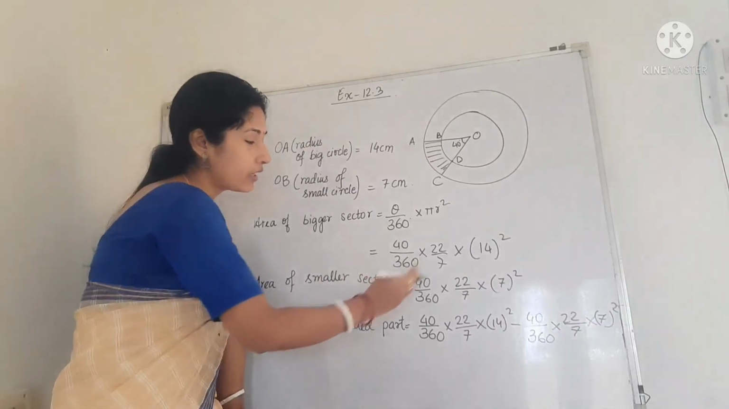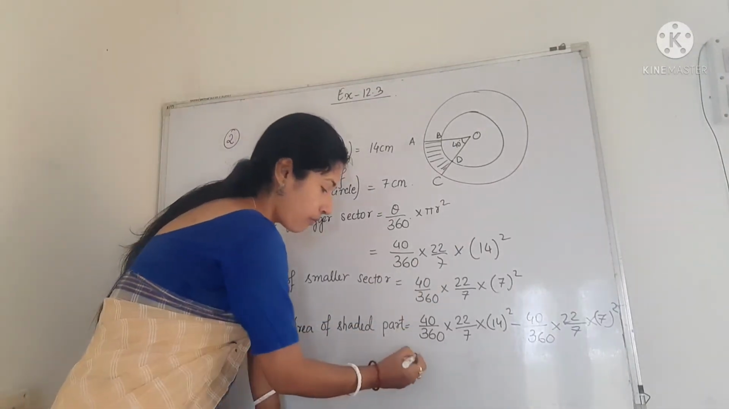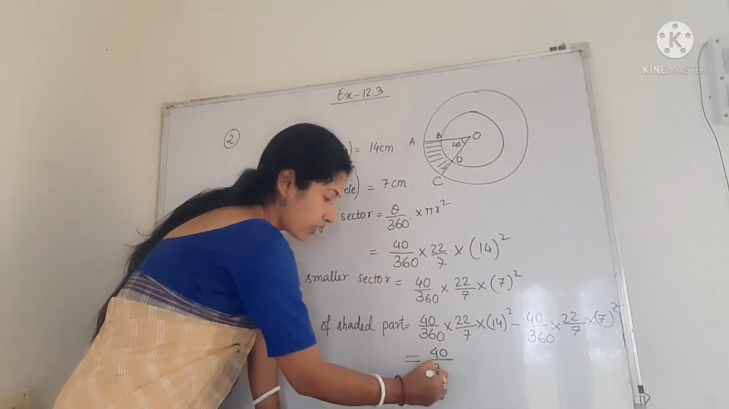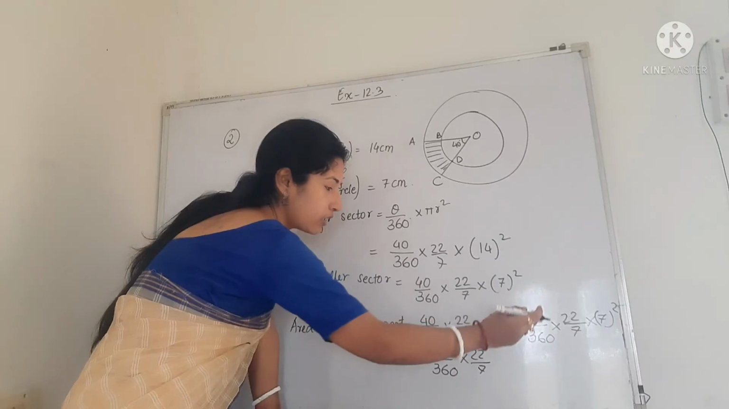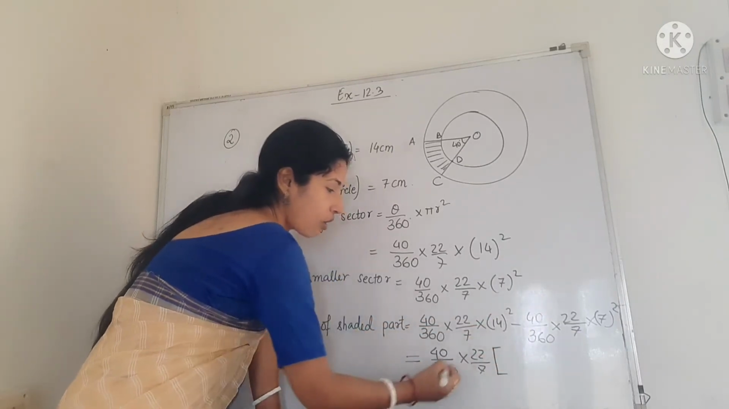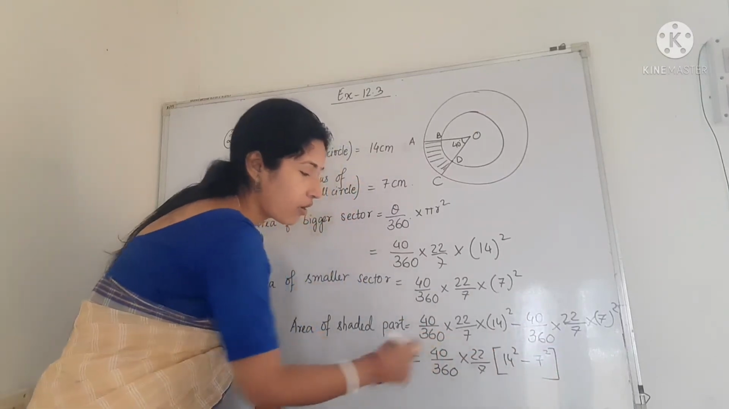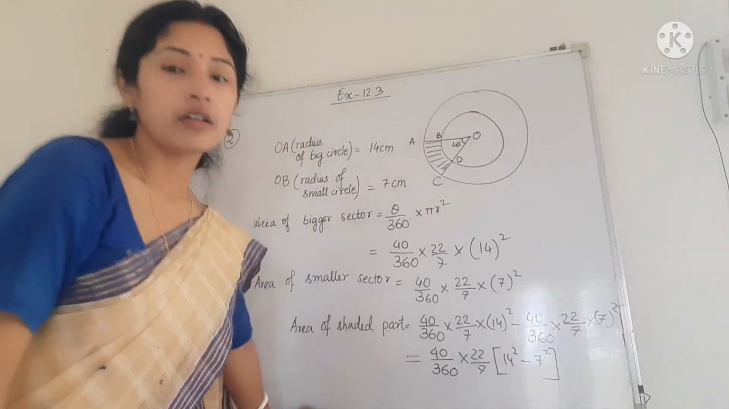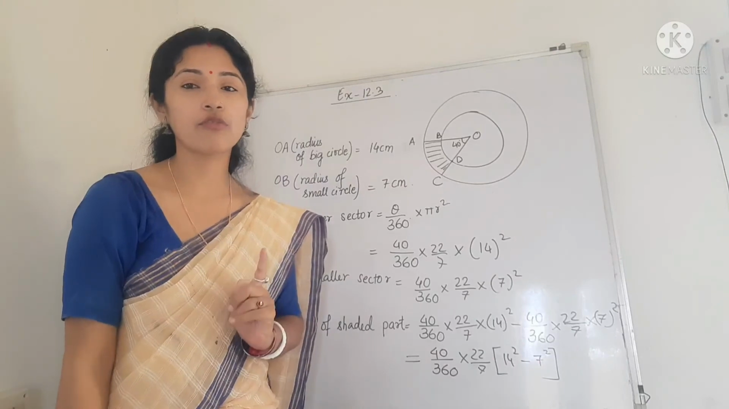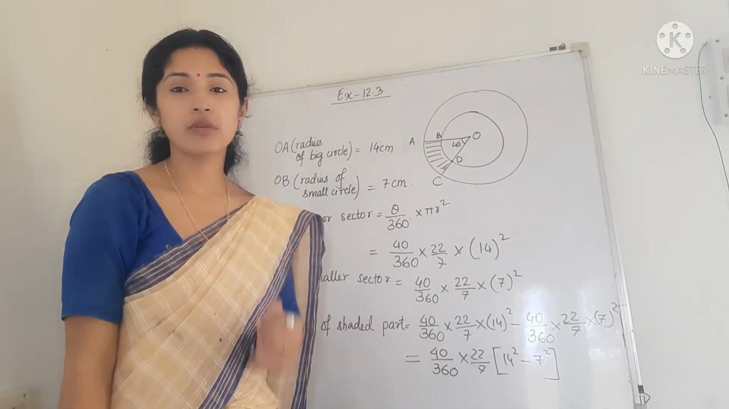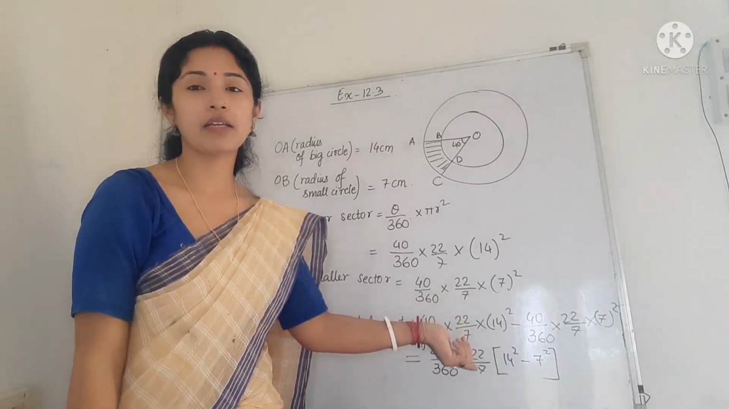You can see there are some common numbers. Just take the common part outside the bracket. 40 by 360 is common and 22 by 7 is common in both the terms. After taking out the common terms, inside the bracket we have 14 square minus 7 square. Here you can apply the formula of a square minus b square, that will be a plus b into a minus b. So no need to do square, you can just apply the identity.